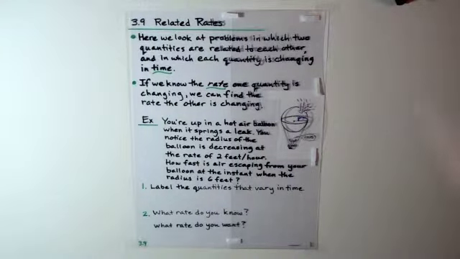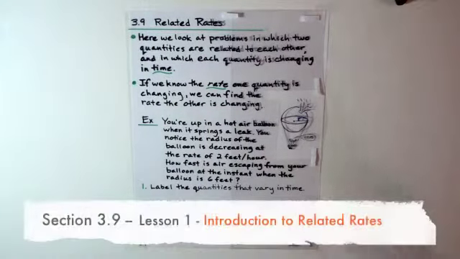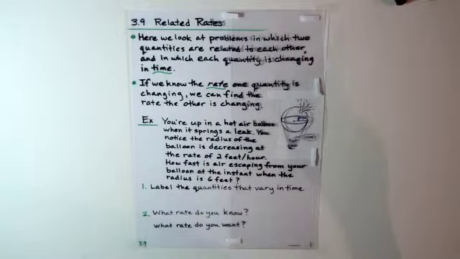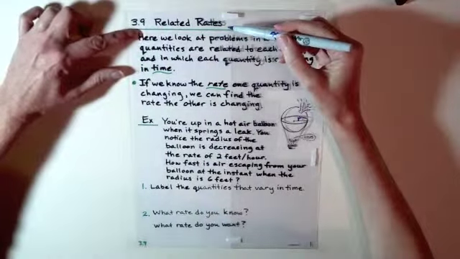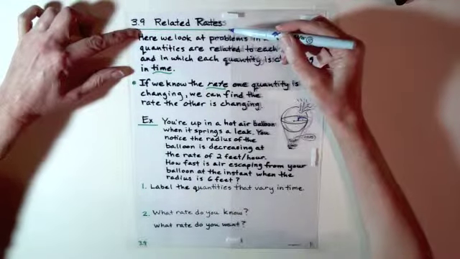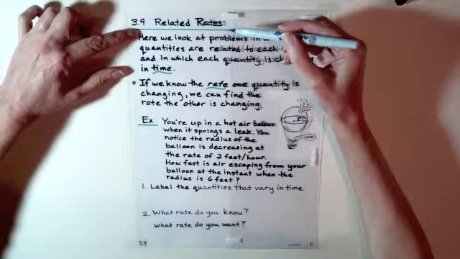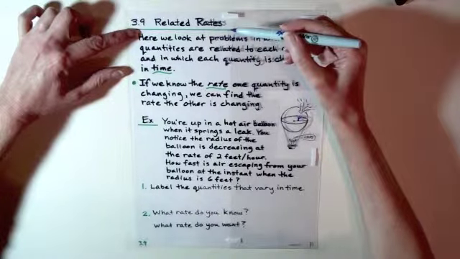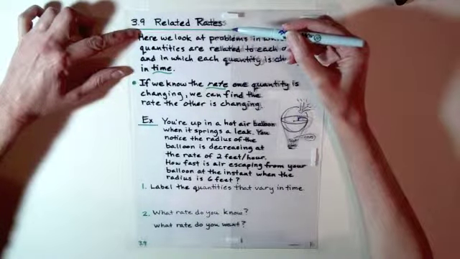Okay, today we're going to discuss a special kind of application problem which is called a related rates problem. And just as the name of this type of application problem implies, these will be problems in which one rate of change is related to another rate of change.